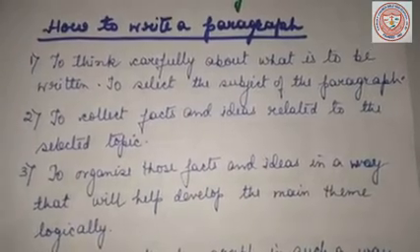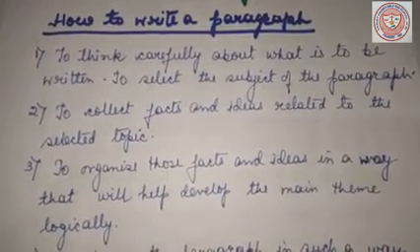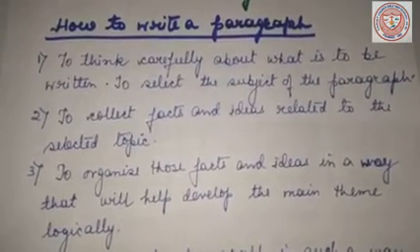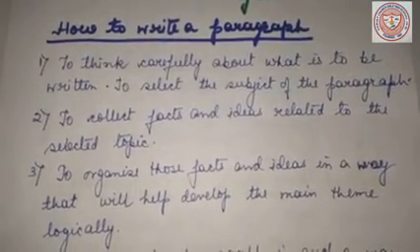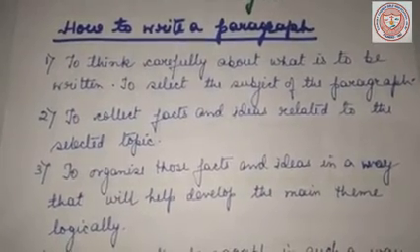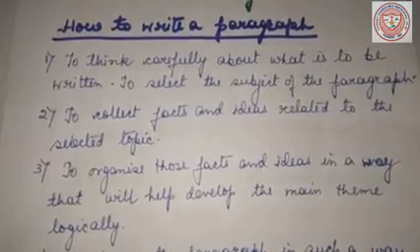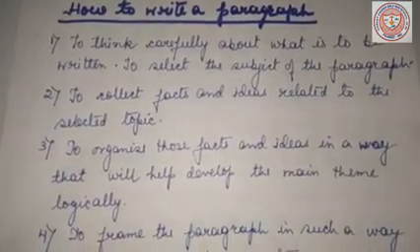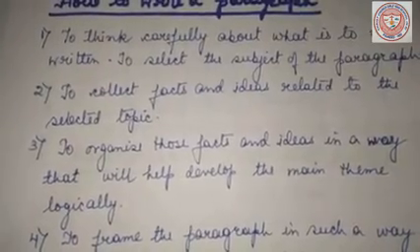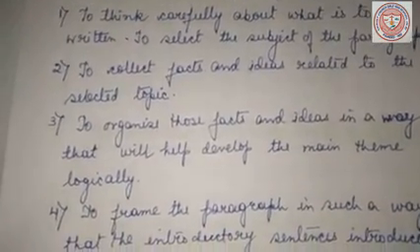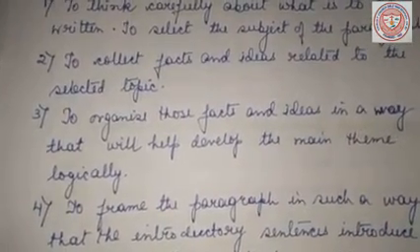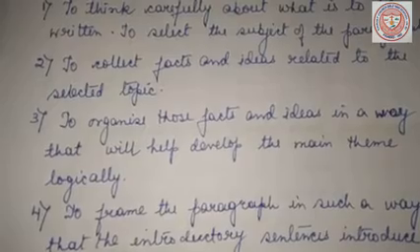Number one is to think carefully about what is to be written. This point is the most important point, girls. To think carefully about what is to be written, to select the subject of the paragraph. Number two is to collect facts and ideas related to the selected topic. Yes, facts and ideas about what you are going to write. Then will come how to write it.